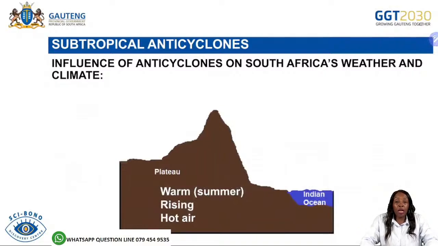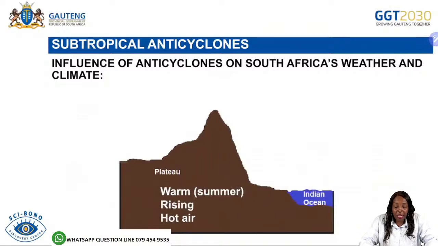Right, so now we are looking at the subtropical anticyclones, how the anticyclones influence South Africa's weather and climate. Remember, we said these are the 3 high pressure cells that are very much important in terms of determining our weather and climate in South Africa because of its position over South Africa.